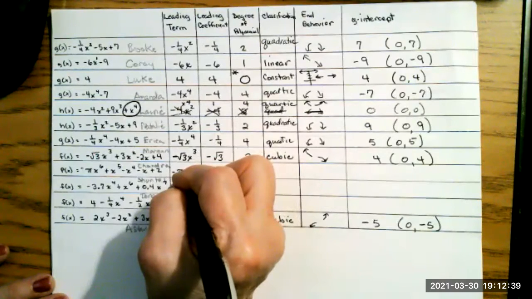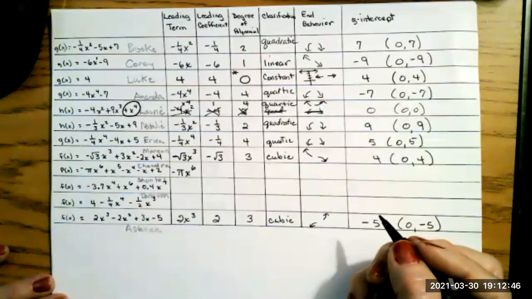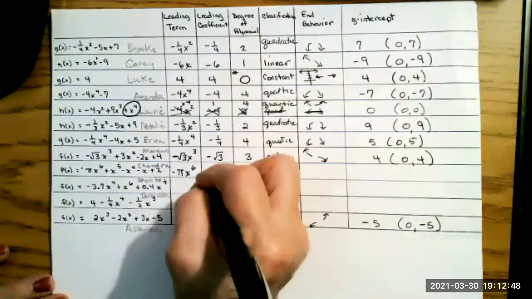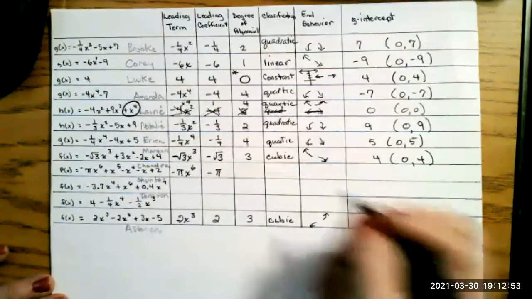Okay, so negative pi x to the 6th. Good job. And then the leading coefficient would be just, is it negative pi? Good job. Degree would be 6. Good job.